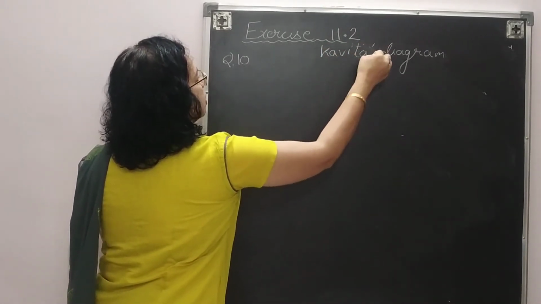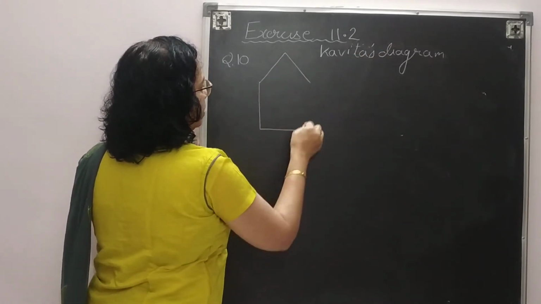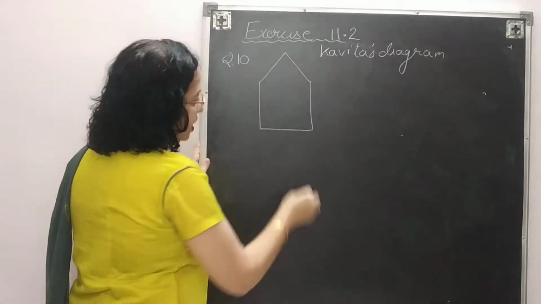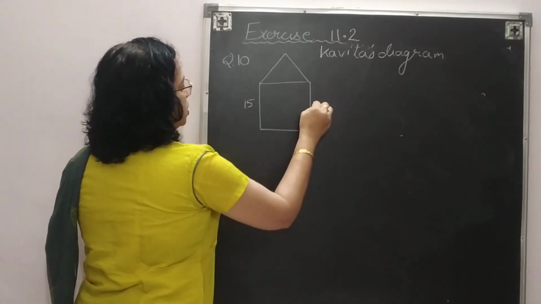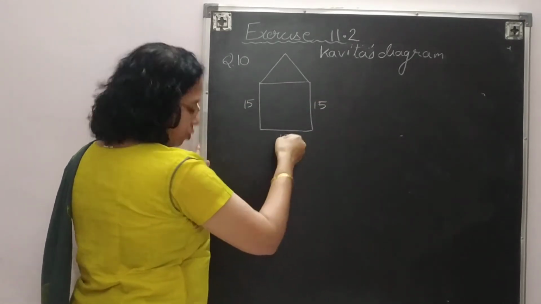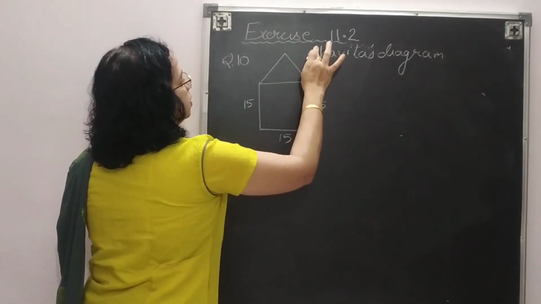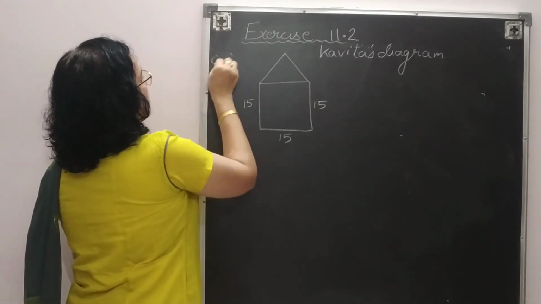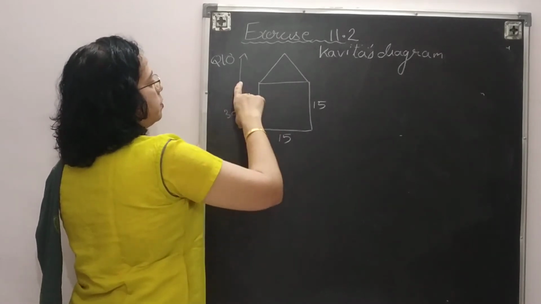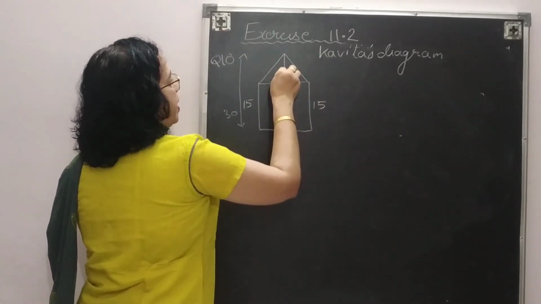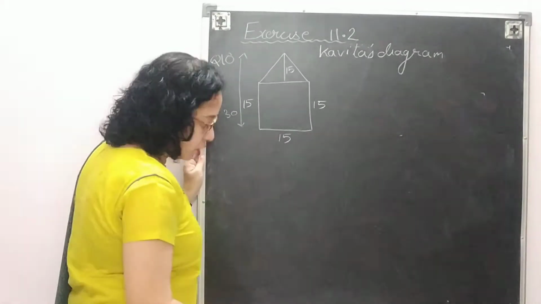Next one is Kavita's diagram. How she has divided. Same pentagon is given over here and she has divided like that. So again this is 15. So this is also 15. This is also 15. Since the total length from here to here is given 30 and this much is 15, definitely this height will be again 15. Okay. So now we will start solving the sum.